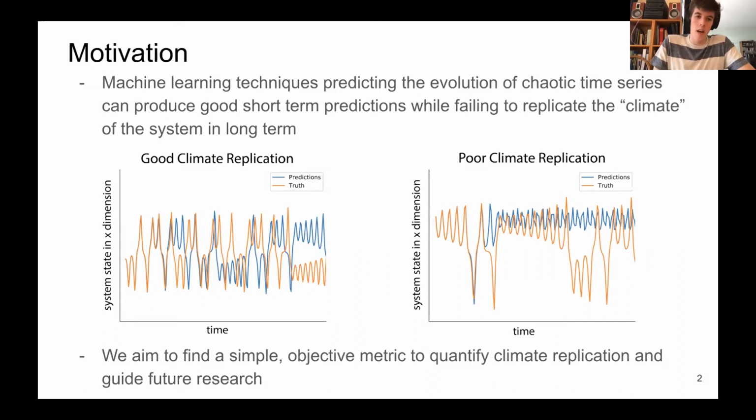predicting a time series. One way is looking at short-term predictions. So here on this graph on the left, you'll see that the machine learning predictions in blue agree very well with the orange truth or test data to a certain point. That's short-term predictions. We can also look at long-term climate replication.